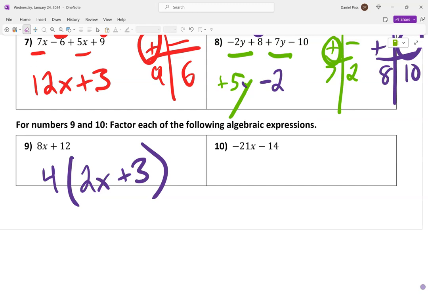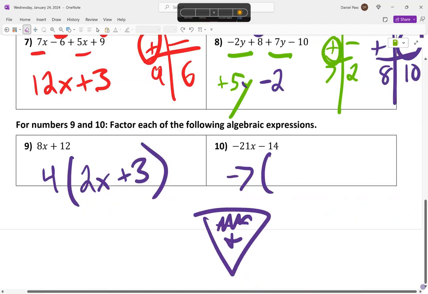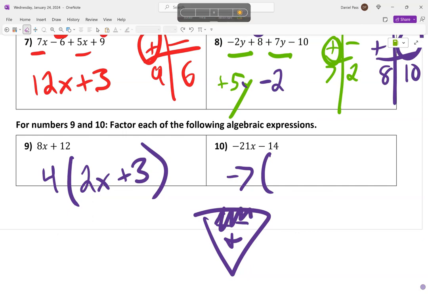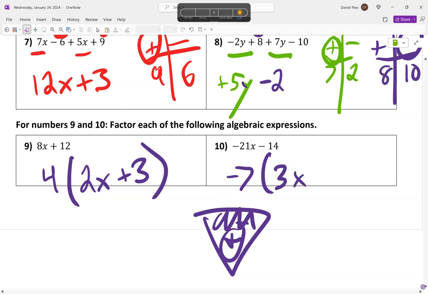You put a negative 7. Do we agree with that, everybody? Yes. Then parentheses. And then 21 divided by 7 is 3. So positive 3 because we're doing negative divided by a positive. Oh, I said it wrong, didn't I? Negative divided by a negative, excuse me, makes a positive. So negative 21 divided by negative 7. So positive 3x.